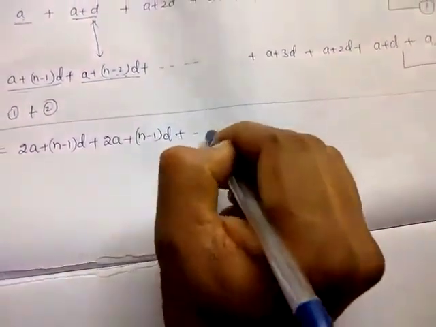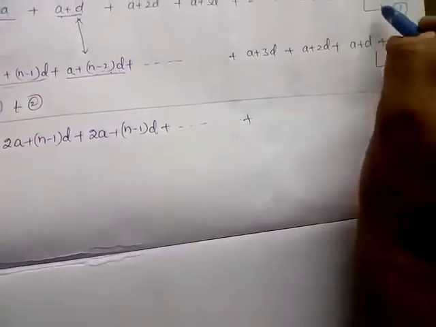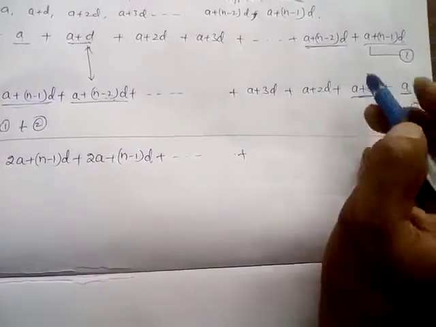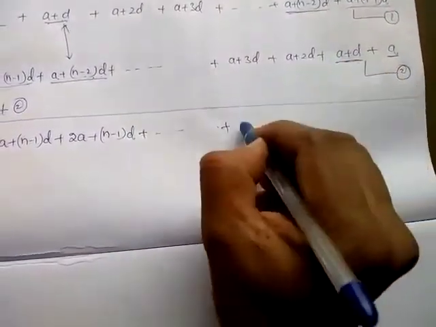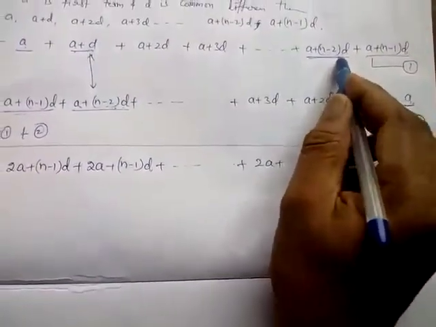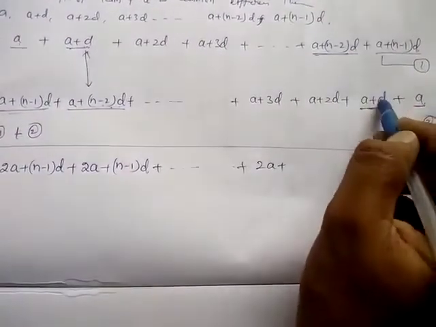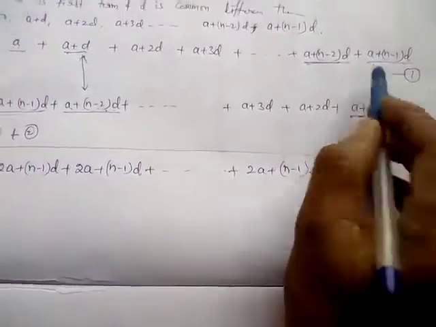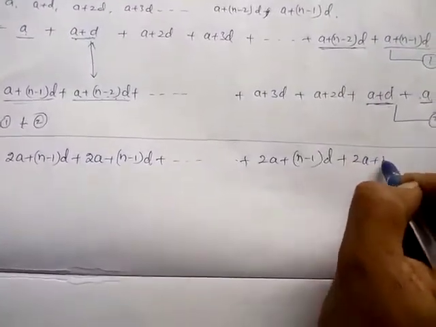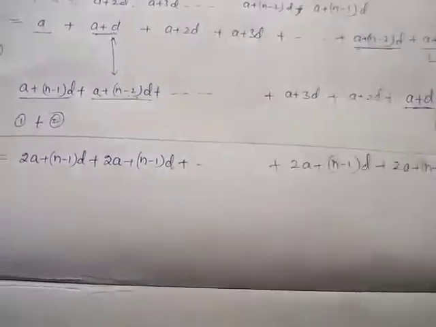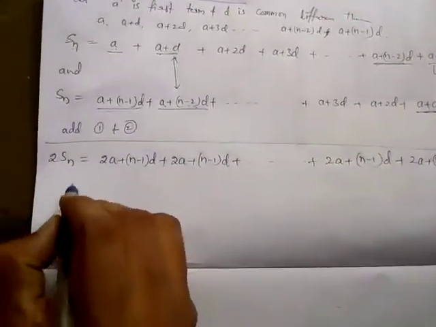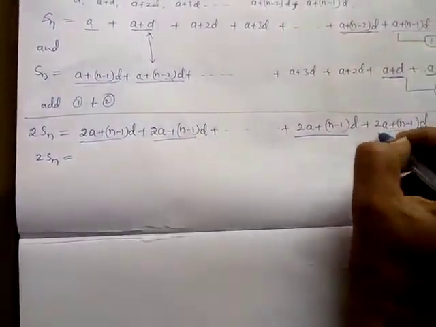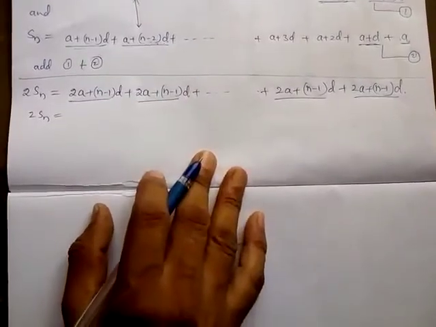Similarly we get this one here. So this is the last term, add this one; this is the second one. Adding these two, A plus A is 2A, plus n minus 2 into D plus D, which means n minus 1 into D. And the last terms, A plus A is 2A, plus n minus 1 into D. So 2 into Sn is equal to, we get all terms like that only: 2A plus n minus 1 into D, 2A plus n minus 1 into D, 2A plus n minus 1 into D.